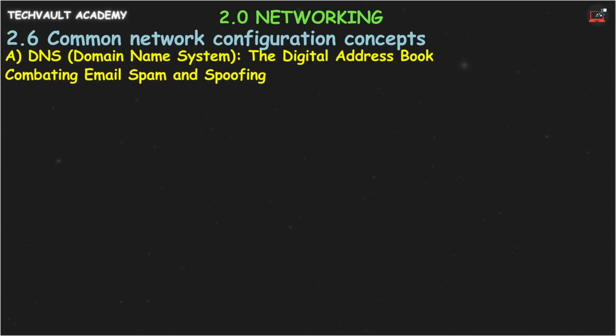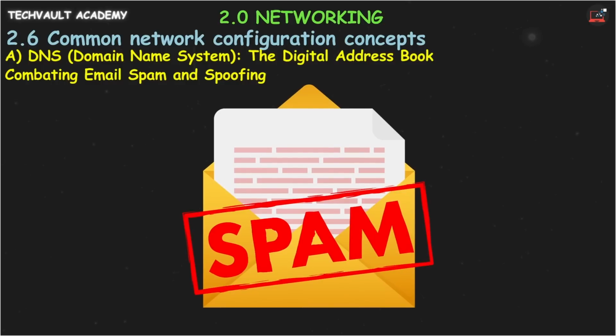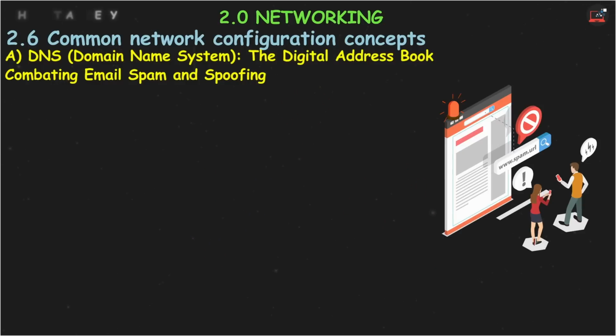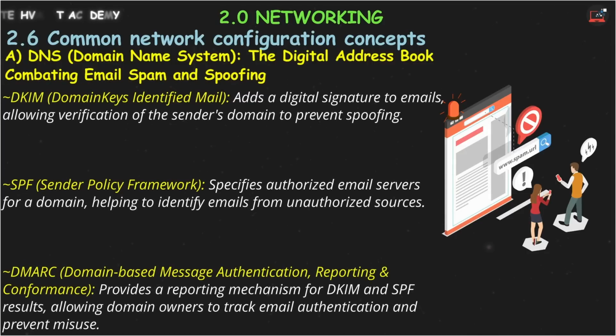Beyond basic lookups, combating email spam and spoofing. Several methods leverage DNS to improve email security. DKIM, DomainKeys Identified Mail, adds a digital signature to emails, allowing verification of the sender's domain to prevent spoofing.